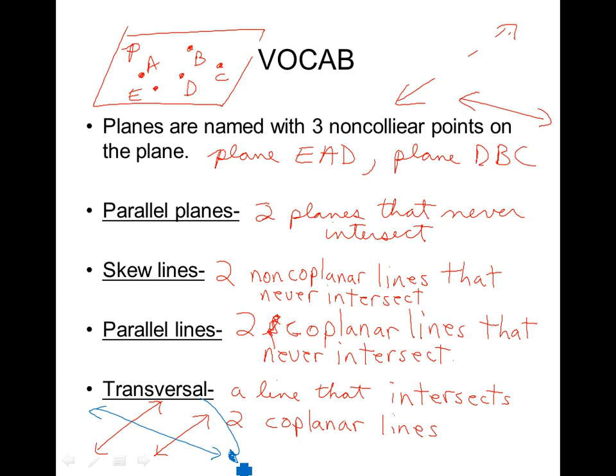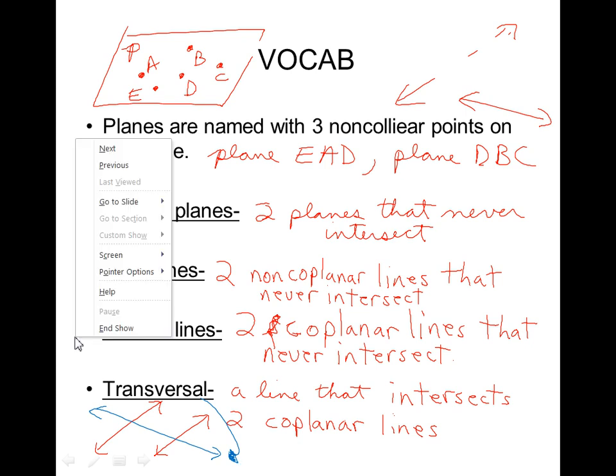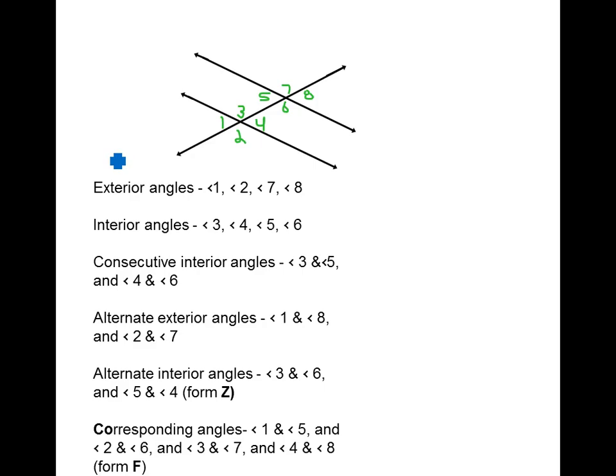So you've got parallel planes, skew lines, parallel lines, transversal. The stuff that we do today, we're not going to go into the parallel lines and all that a whole lot. This is what we're going to go into more, just learning these special pairs of angles. I'm going to flip the light off so that you can see that a little better.